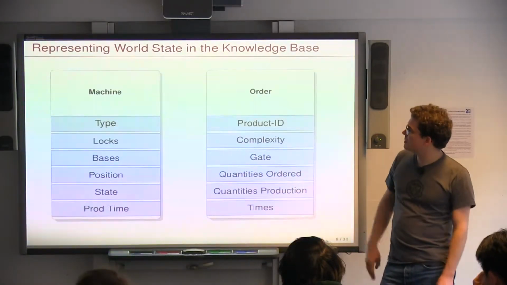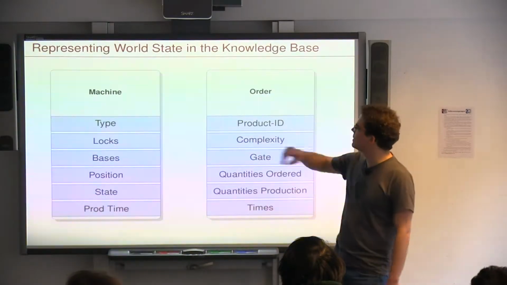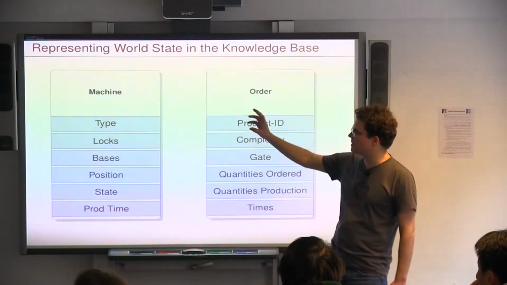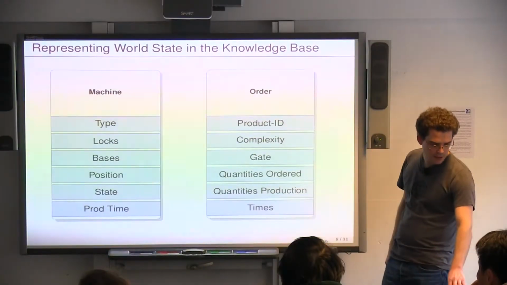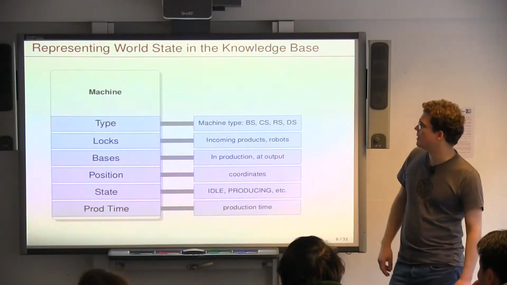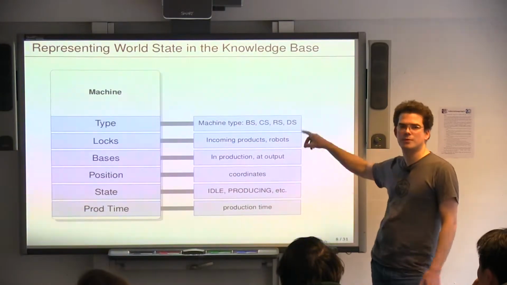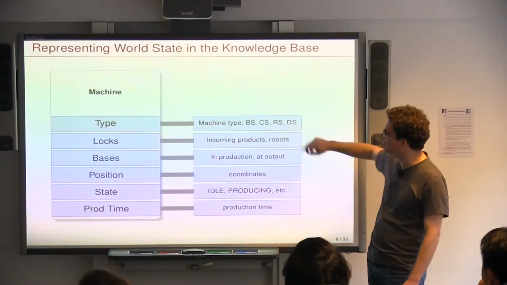How is knowledge actually represented in our knowledge base? I have 2 examples here. One type is the machine, so this is a template for the machines, and this is a template for an order. So what's actually in there? For the machine, we have the machine type at first, so that's most important because we want to know what we can actually do at the moment.